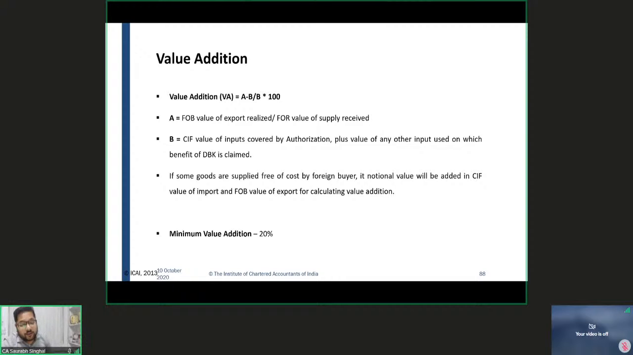Now for DFIA, your minimum value addition shall be 20%. For advance authorization, minimum value addition was 15%. For DFIA, it should be 20%. So when you export, you have to justify that the CEON norms inputs value and your sale prices, the difference between the two is more than 20%.